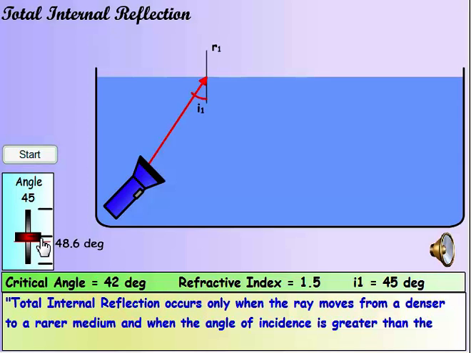For the water-air interface, the critical angle is 48.6 degrees. For angles above the critical angle, total internal reflection will take place.